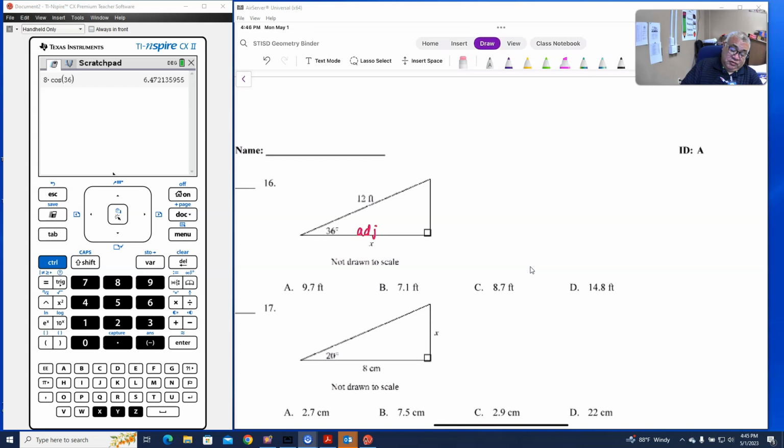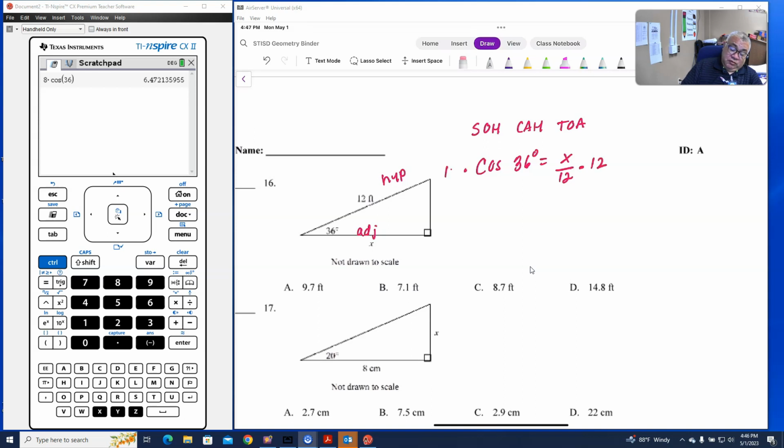So for this right triangle, you have the adjacent side and you have the hypotenuse. Remember the mnemonic: sine is opposite over hypotenuse, cosine is adjacent over hypotenuse, tangent is opposite over adjacent. So we know that cosine of 36 degrees equals adjacent over hypotenuse, which is 12.